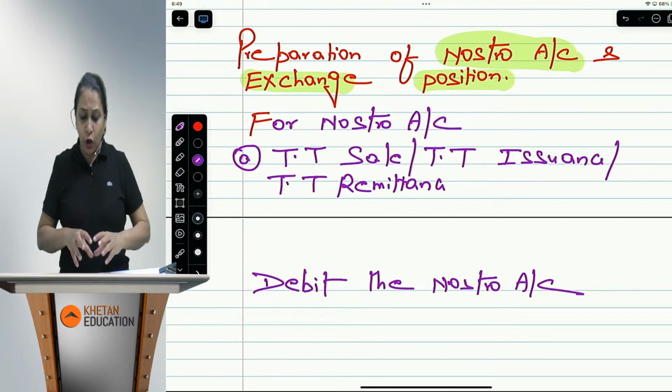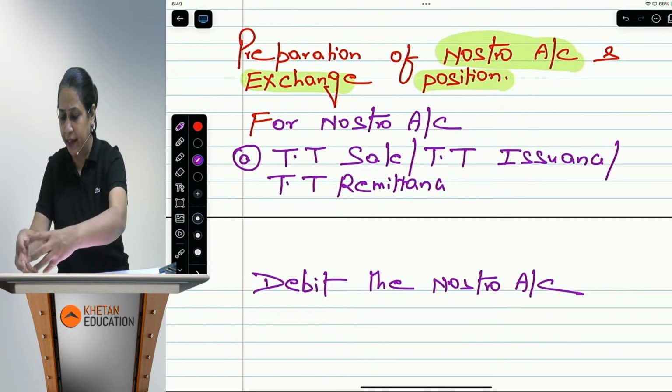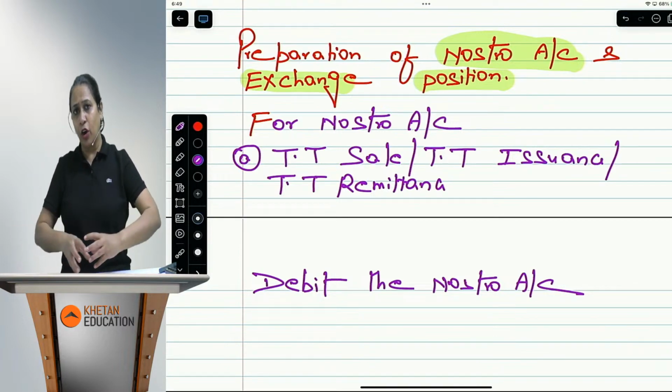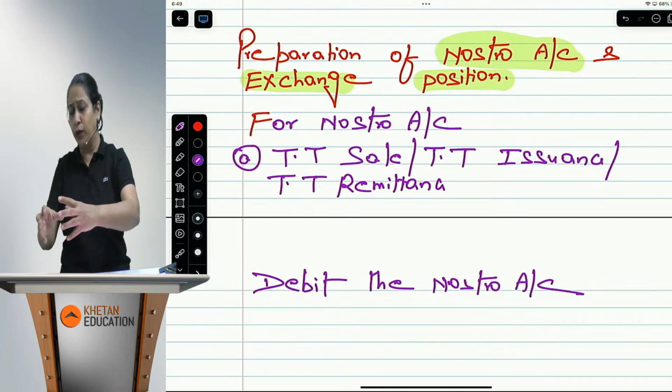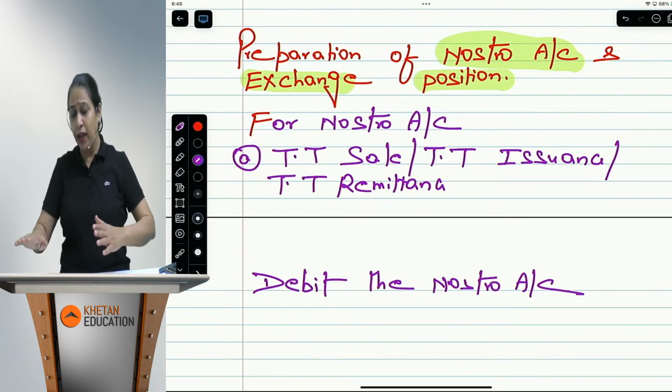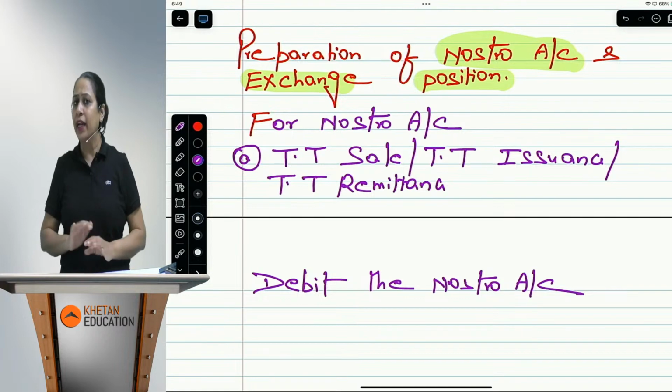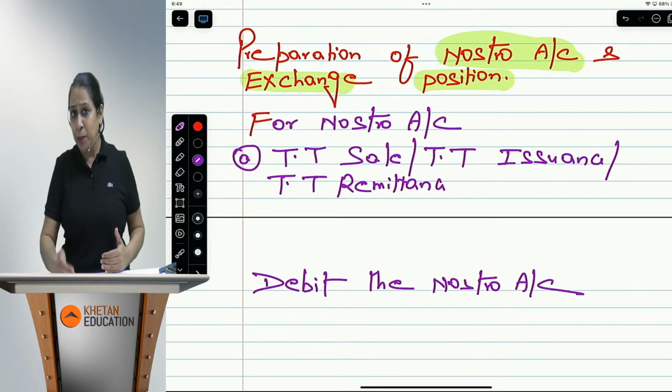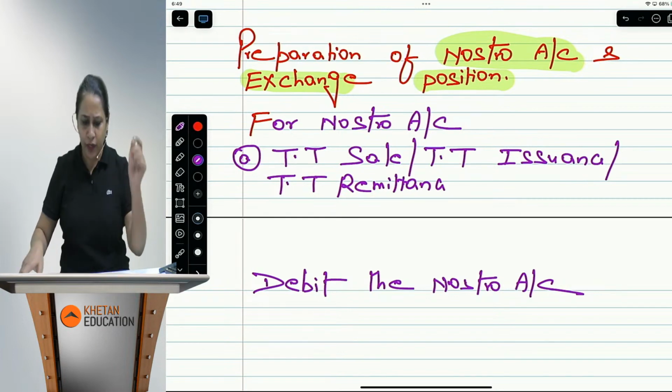Guys, when the dollars go outside of my account, debit the Nostro account. When the dollar comes inside, credit the Nostro account. In this case, I am an Indian. I gave rupees to SBI, and SBI instructed Citibank to pay $1 lakh to the business associate of mine. The dollars went out, so debit the Nostro account. Okay, then B.